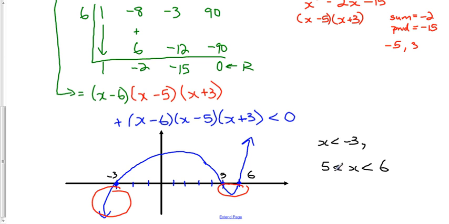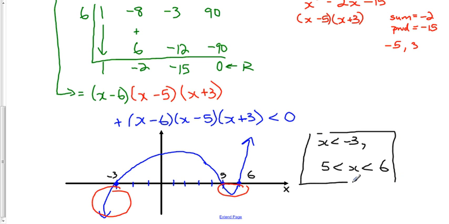Notice that I don't put equal to signs here. If I put equal to signs here, for example at 5, the function is 0, not less than 0. So if this was an equal to sign, then maybe I would put equal signs there as well. But it's not. It's strictly less than. So therefore, I cannot include 5 and 6 in this. I just want to know where the function is below the x-axis. So this is the solution to all of that.